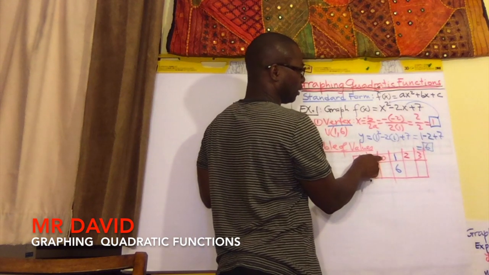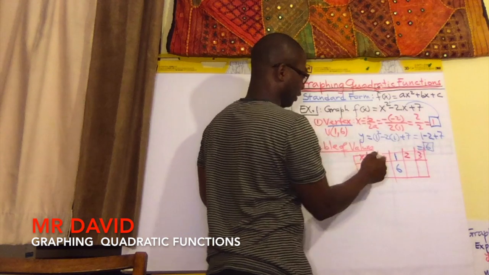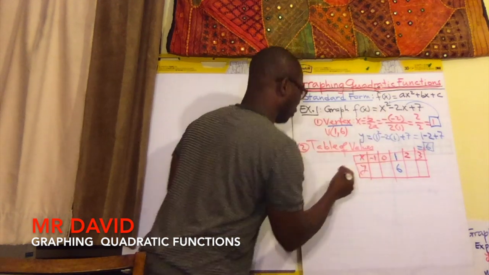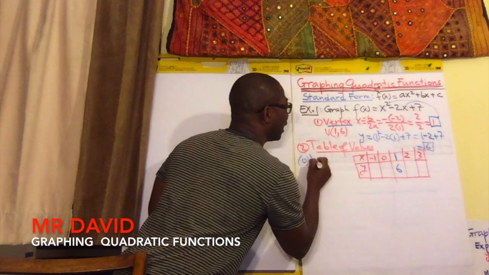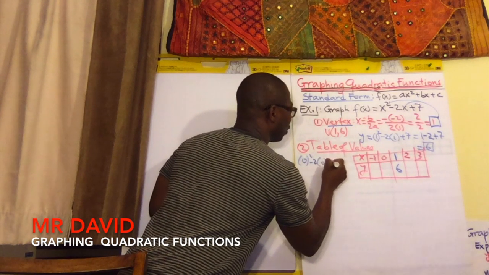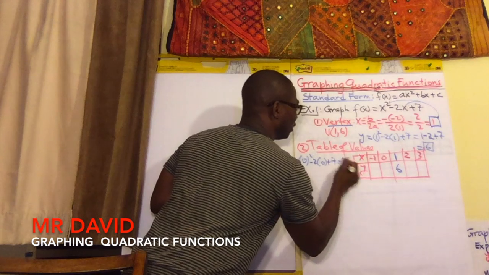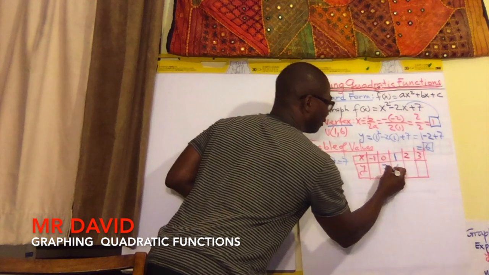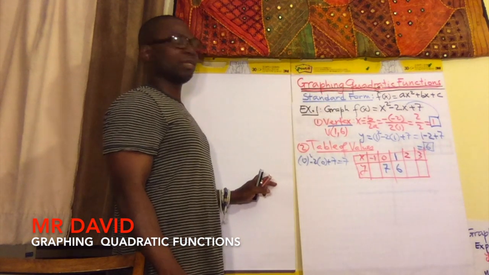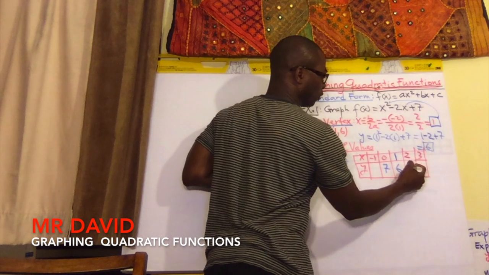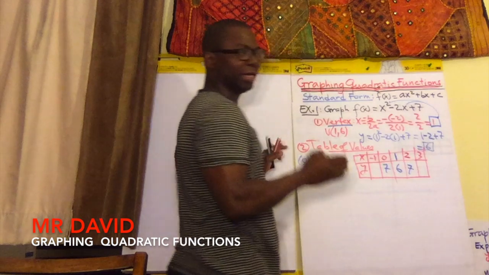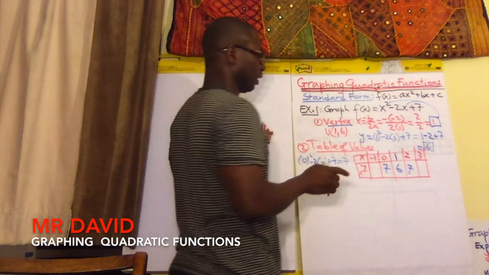Okay? Let's plug in 0 here. So if I plug in 0, I will have 0 squared minus 2 times 0 plus 7. So that will give me 7. So for 0 it is 7. Okay? So whatever answer I get here is going to be on the other side also. 7. Okay? It's a mirror image.